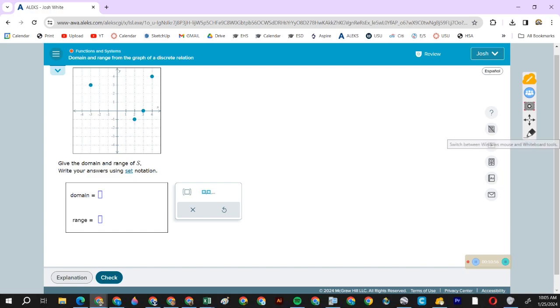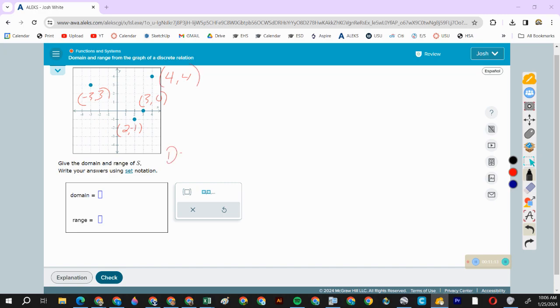All right. What is the domain of this function? Well, if I list out all of the points, negative 3, comma 3, 2, comma negative 1, 3, comma 0, and 4, comma 4, my domain is going to be negative 3, 2, 3, and 4, all of my x values. And the range is just going to be 3, negative 1, 0, and 4. And that's it. Get to work.